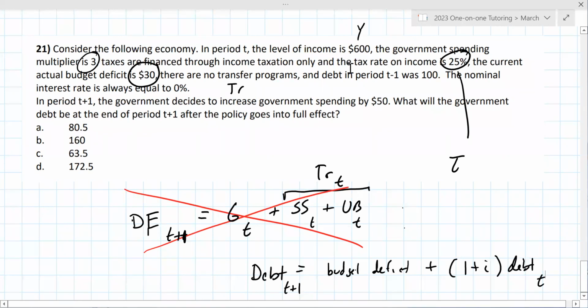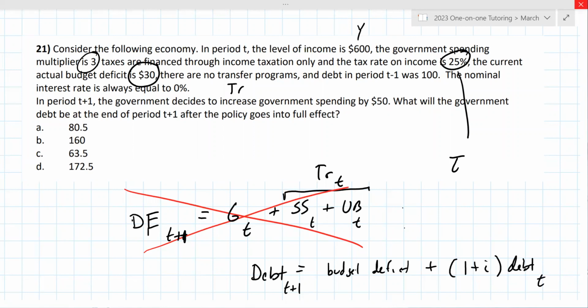They give you the debt in the current period as 100, or the previous period is 100. So I think that's this right here, this 100. The actual budget deficit is 30. So that's this number here. But then there's more debt from the previous period. So there's this other number, this 42.5. Where does that come from?